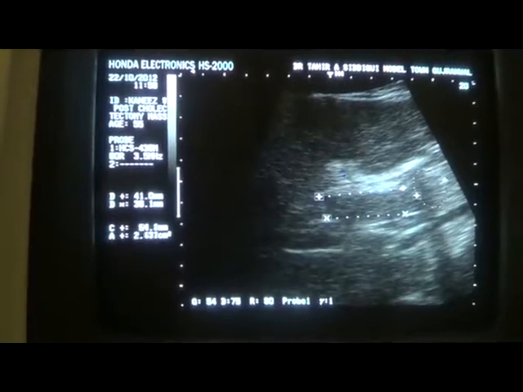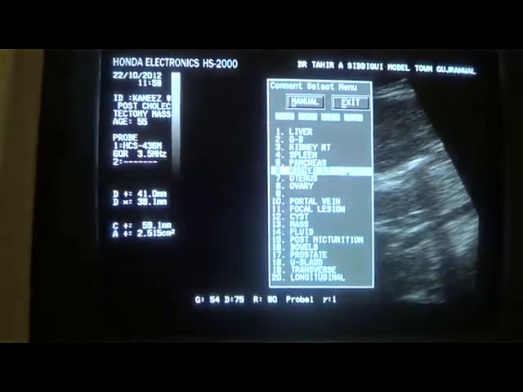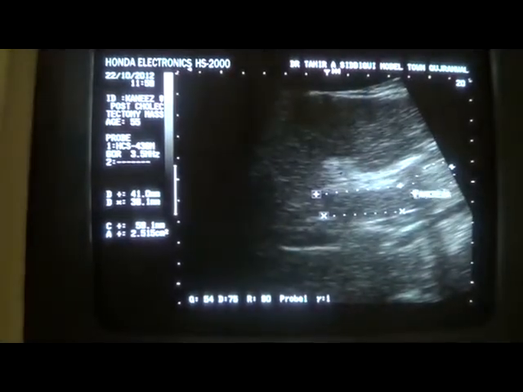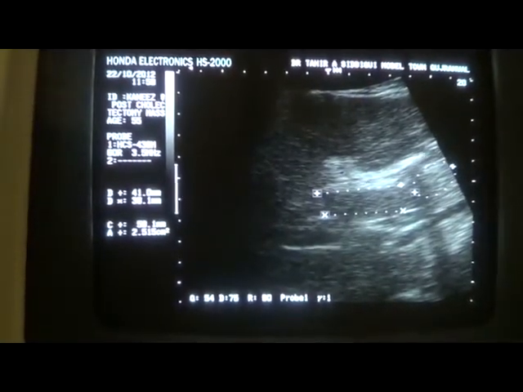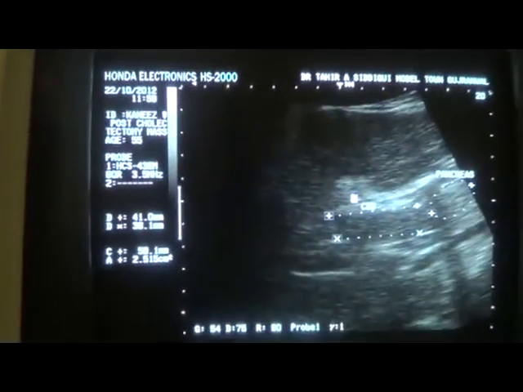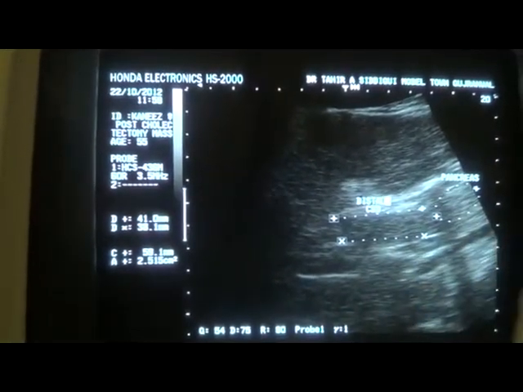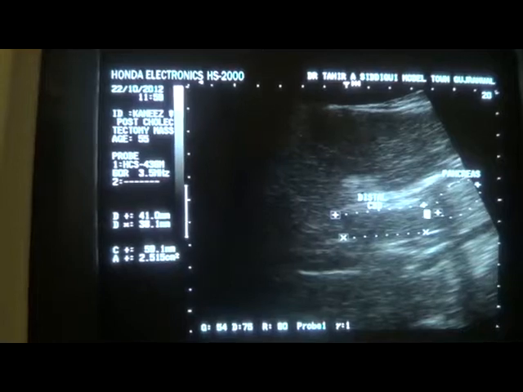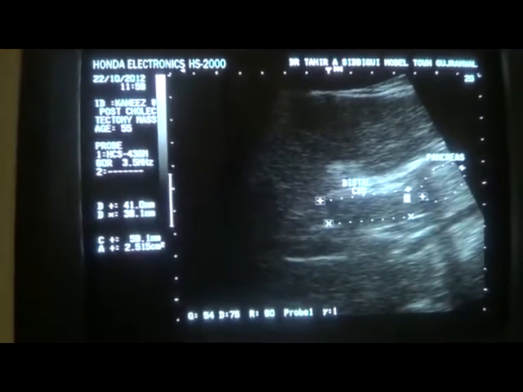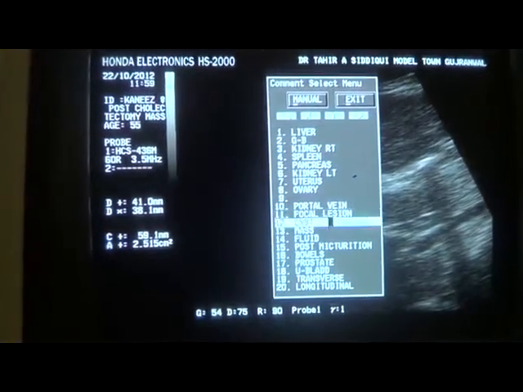This is the head of the pancreas in longitudinal section. This is the common bile duct, the most distal. And we know that the CBD courses the posterior inferior surface of the head of the pancreas. And this is the portal vein.